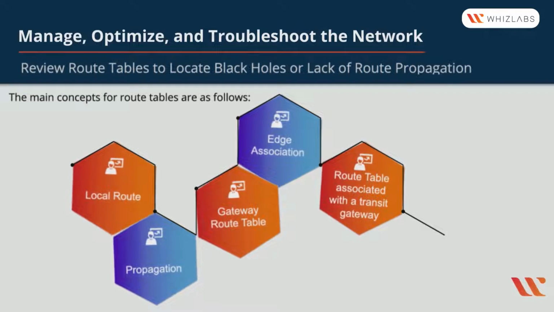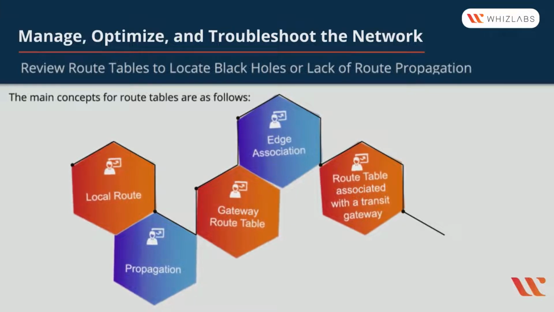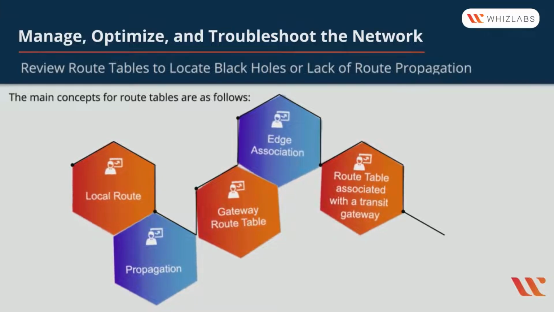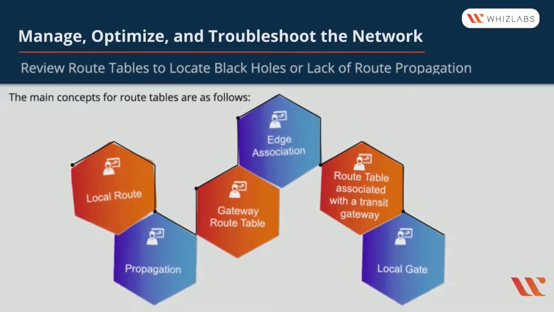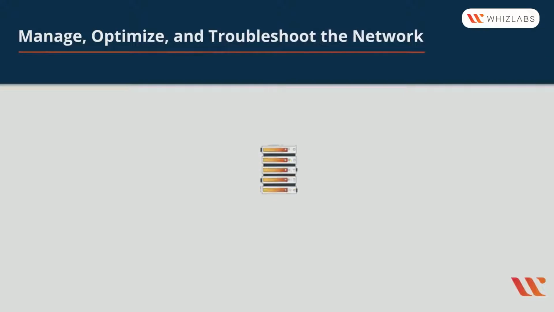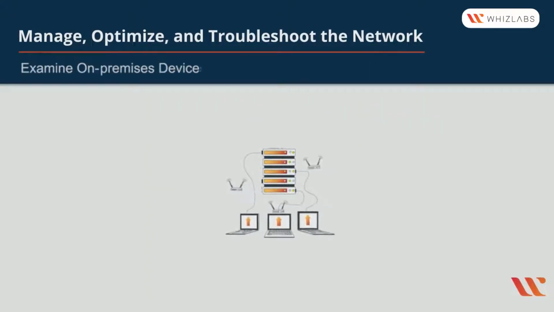Route table associated with a transit gateway. Here you need to check transit gateway route tables in Amazon VPC transit gateways for further details. Local gateway route table. It is a route table that is connected with an outpost local gateway. Next, we will discuss how to examine on-premises devices to identify network reachability. First, we will go through the rules regarding the network reachability package.